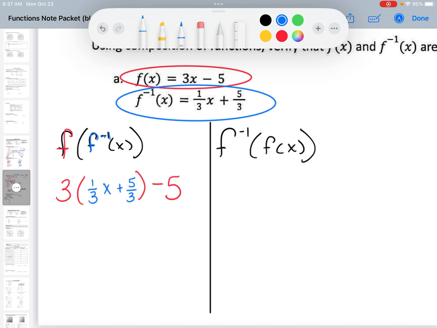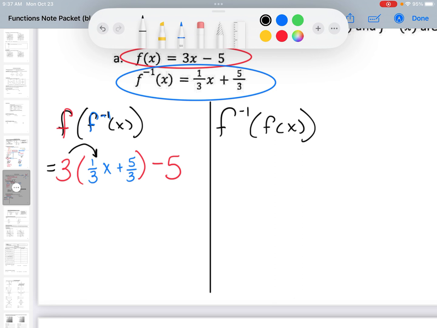Okay? And now we're going to simplify. So using the distributive property, 3 times 1/3 x is x. 3 times 5/3 is 5. Bring down the -5. The 5's cancel, leaving us with x. So far, so good. Okay, we got our first composition to equal x. If the second one also equals x, then they are definitely inverses. If not, then they're not inverses.